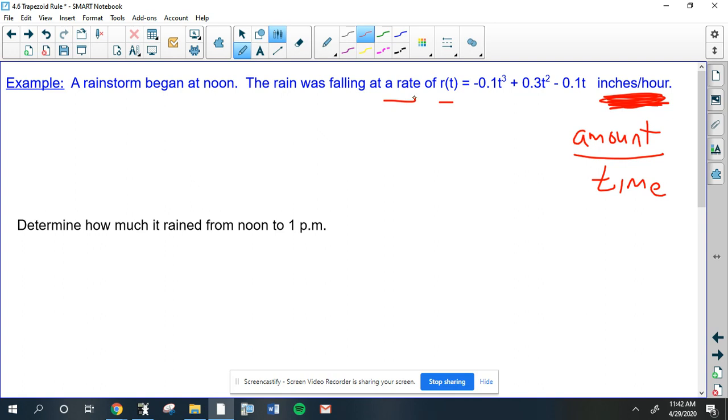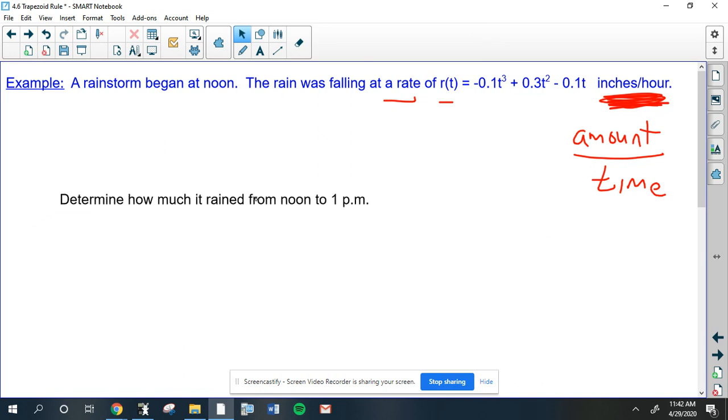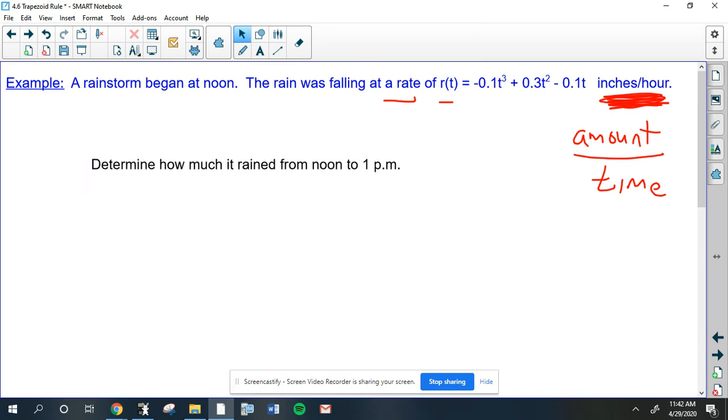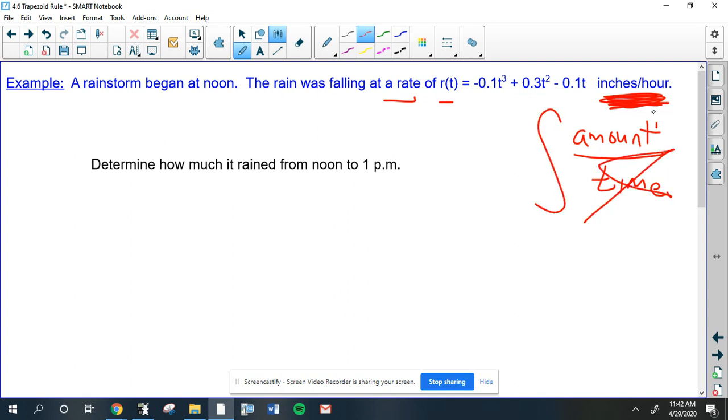So the question is, given that rate, how much total did it rain from noon to 1? So we want to undo the amount per time. We want to undo the derivative by integrating. So that will undo that derivative, give us the total amount, but from here to here. So we have to figure out what here and here is. Because it says the rainstorm began at noon, noon would be our starting point. That would be where t is 0. And we're in hours, so each time we go up 1 t, that's 1 hour.